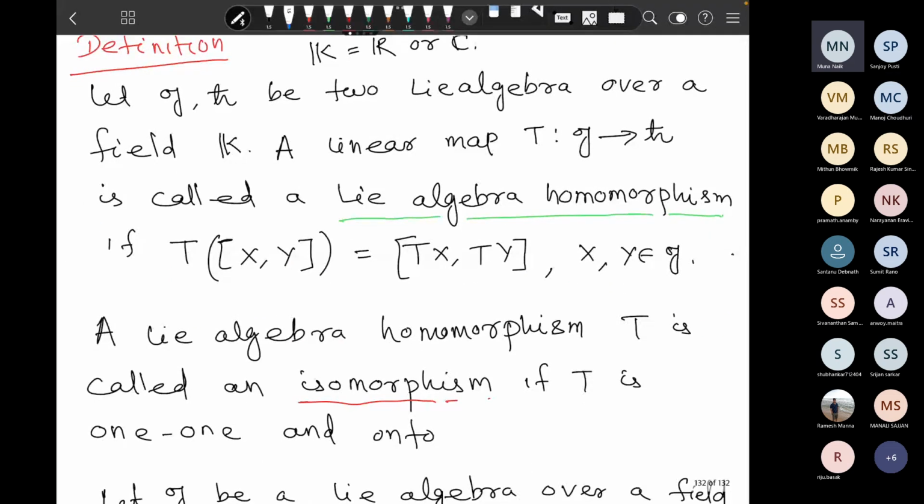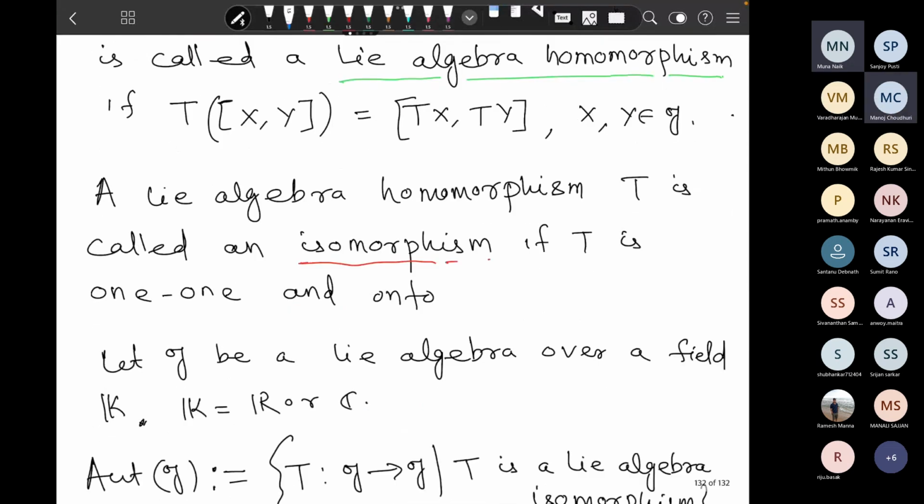And one definition I will need this. Let G and H be two Lie algebras over a field K. A linear map T from G to H is called a Lie algebra homomorphism if T of the Lie bracket of x comma y is equal to the Lie bracket of Tx and Ty. A Lie algebra homomorphism T is called an isomorphism if T is one-one and onto.